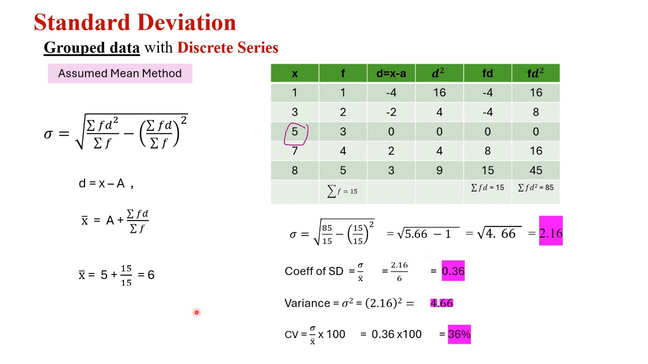X bar is equal to a plus sigma fd by sigma f, 5 plus 15 by 15, that is 6. Putting the values here, 2.16 by 6, which is 0.36. Variance is square of standard deviation, 4.66. Coefficient of variance is sigma by x bar times 100, which is 36%.